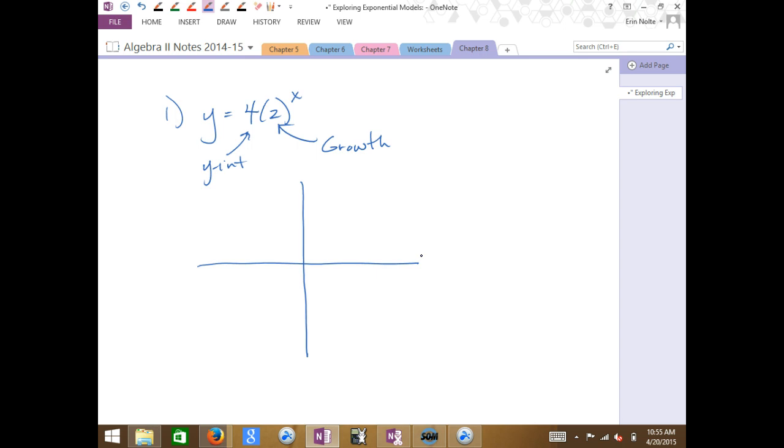On this drawing, I'm going to start with my y-intercept, which is 4. So I go up to 4, and I have a point there because that's where I cross, right?